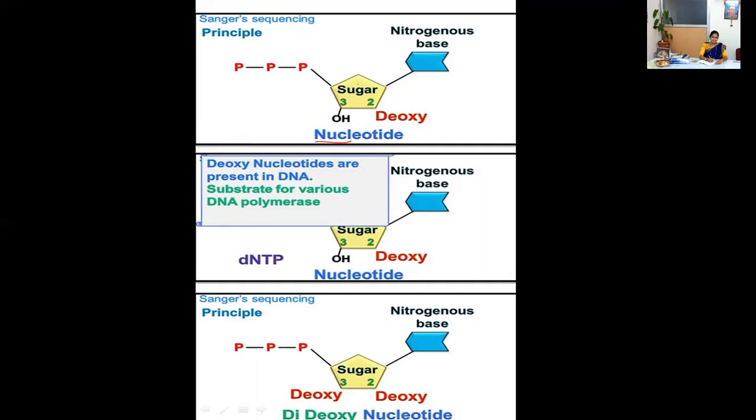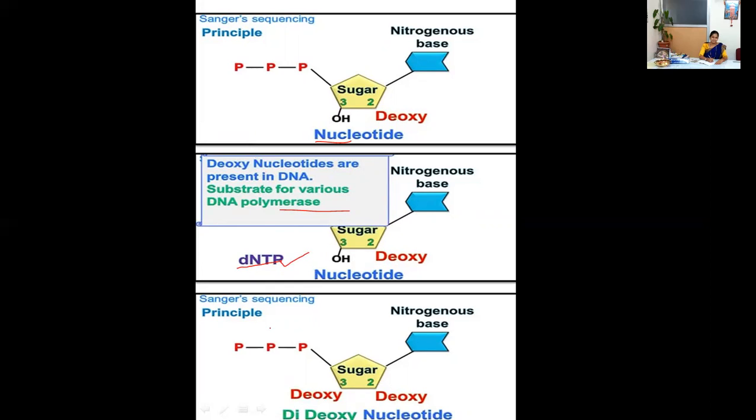Okay, this kind of nucleotide will be used in the DNA molecule. Deoxynucleotides are present in DNA, which act as a substrate for various DNA polymerases, right? The enzyme adds the individual nucleotides according to the template. So this is the normal dNTP. Okay, we can say this is the normal dNTP.